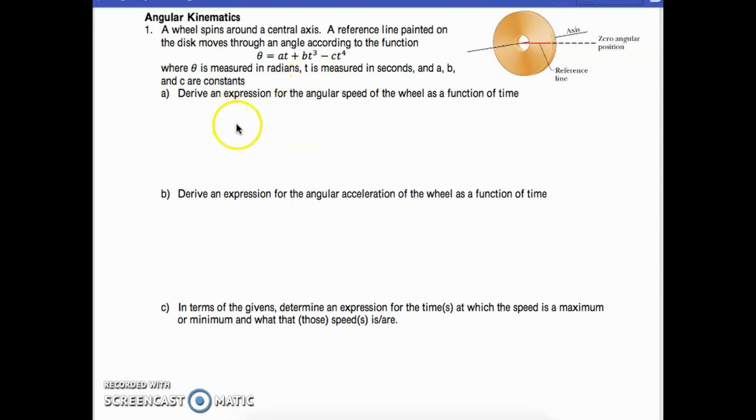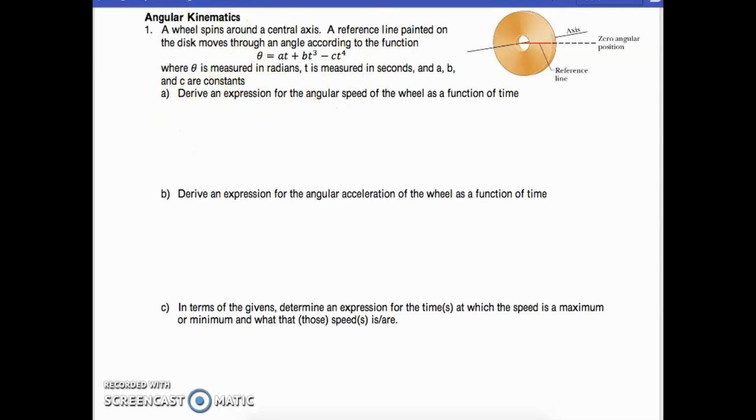5 more Angular Kinematics problems here. This one has a situation in which the acceleration is not constant. And you can tell this because in the polynomial that we have here, the angular displacement goes up through the 4th power.